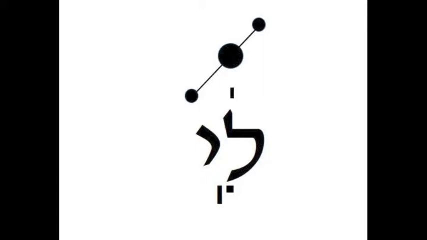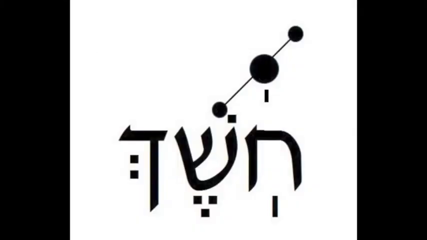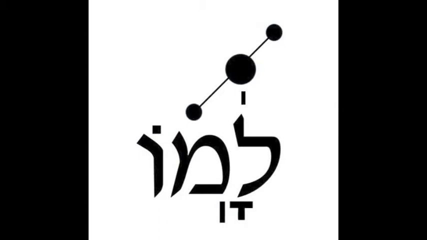If there is a syllable after the accent, we sing the first syllable according to the first 2 notes of siluk, and the final syllable according to the 3rd note. For example, choshech. Lamo.